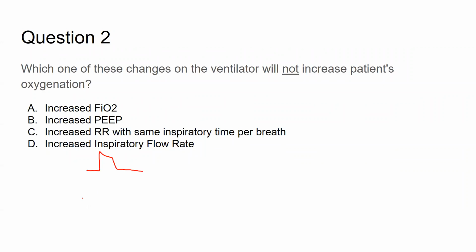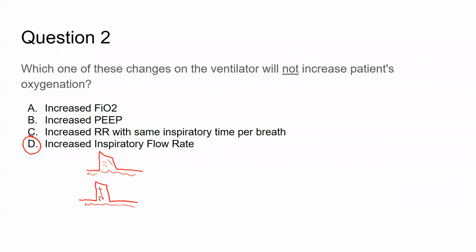So what's going to happen is that they're actually going to spend a shorter amount of time in inspiration. And with that shorter amount of time in inspiration, that area underneath the curve is actually going to decrease their PaO2. So this one, the inspiratory flow rate will not increase the patient's oxygenation.